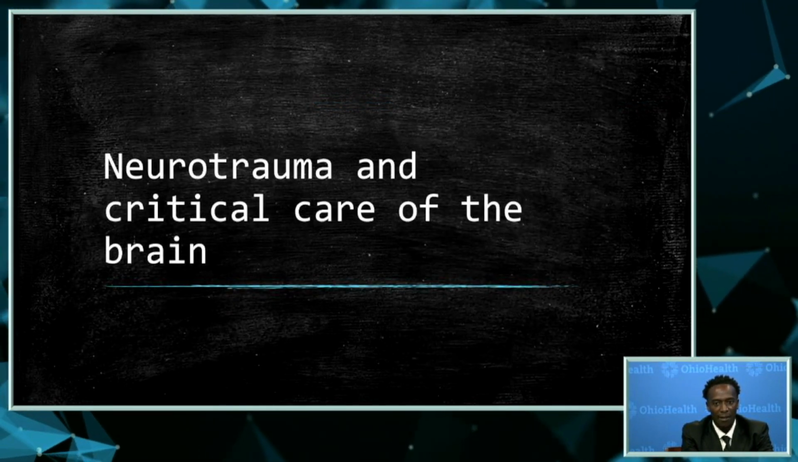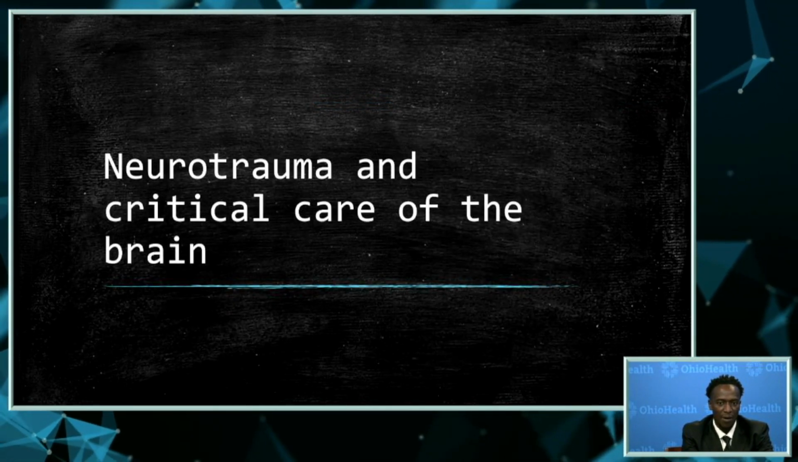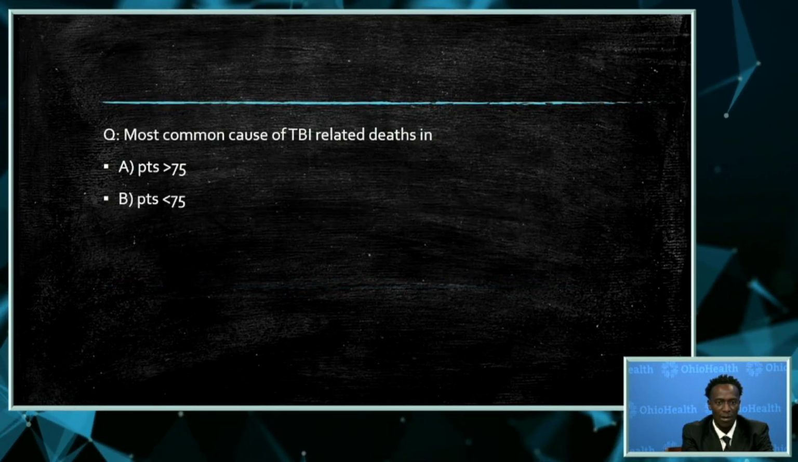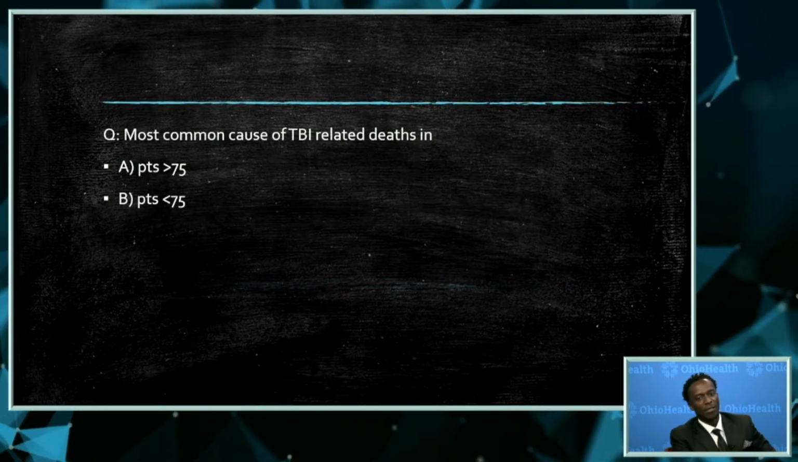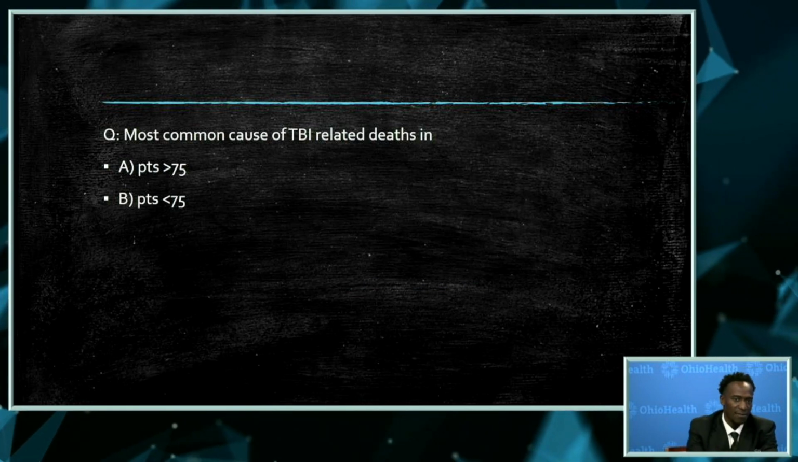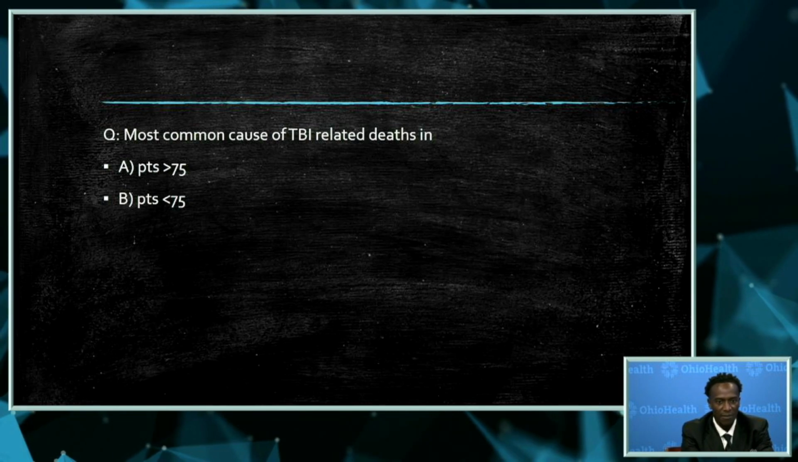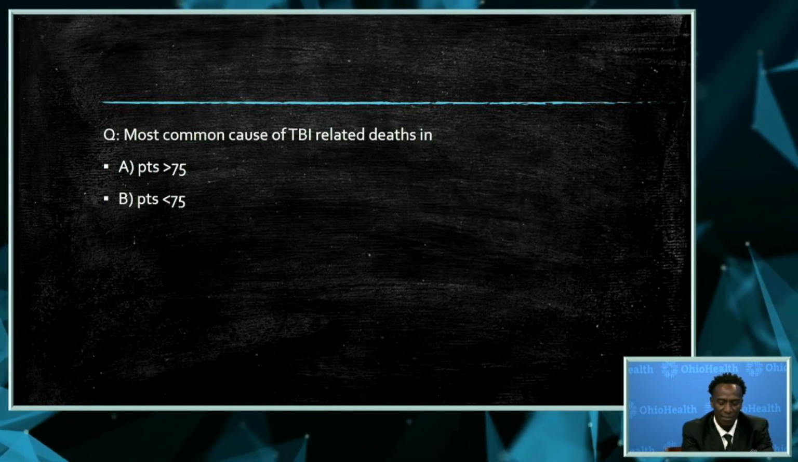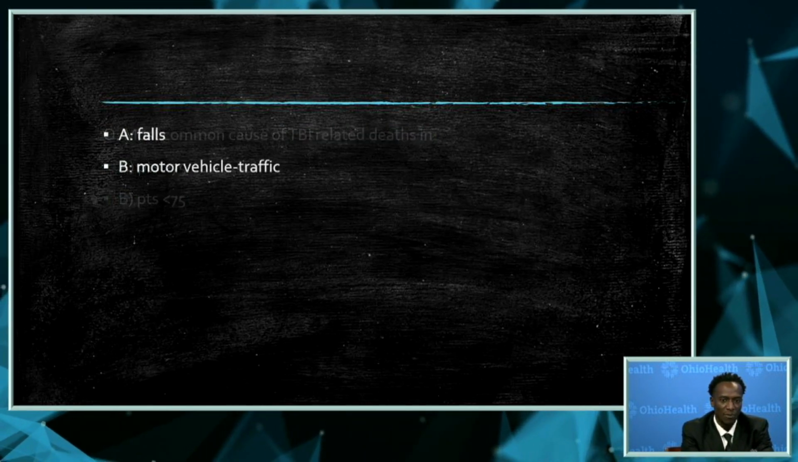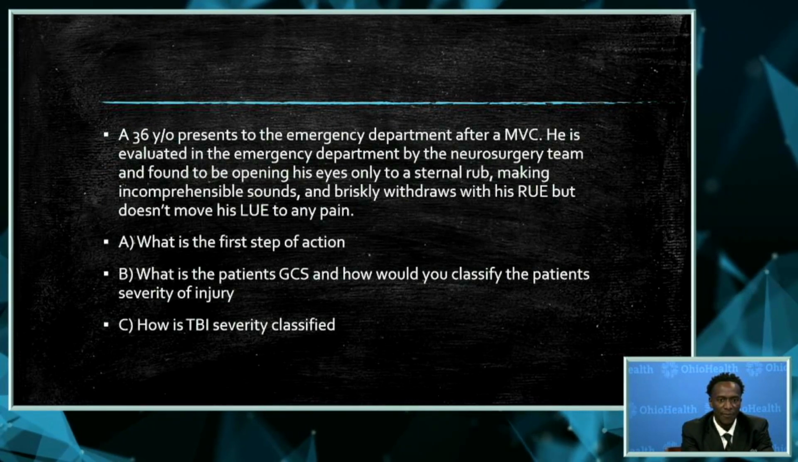Real quick, I'll go through some neurotrauma and critical care of the brain. Now, this is going to be a quick summary. What is the most common cause of TBI-related deaths in patients greater than 75 and less than 75? In patients greater than 75, it's going to be falls. In patients less than 75, it's going to be motor vehicle accidents.